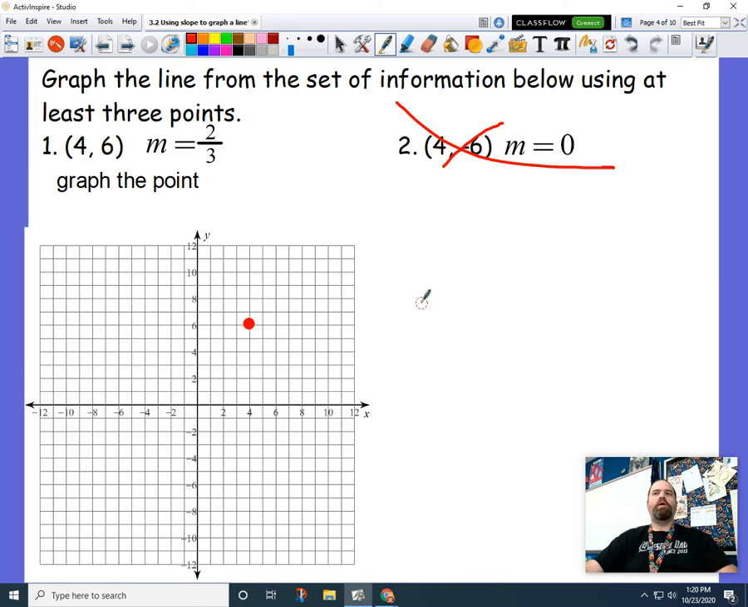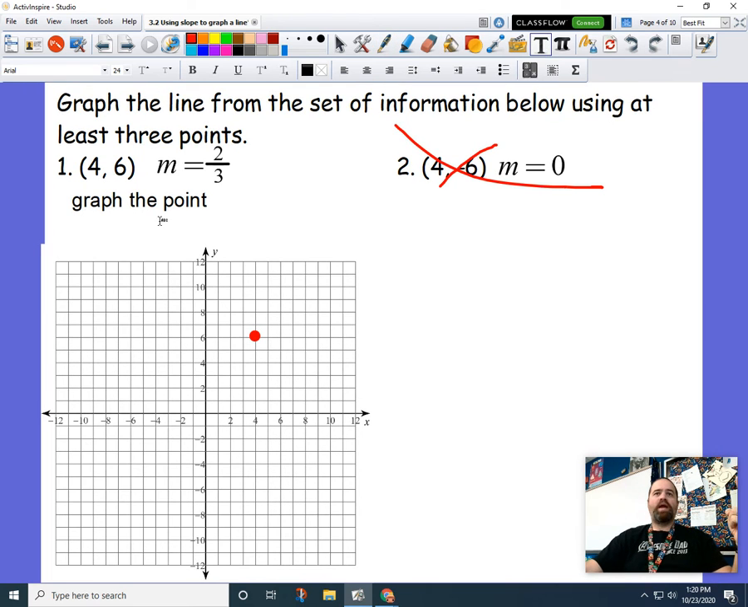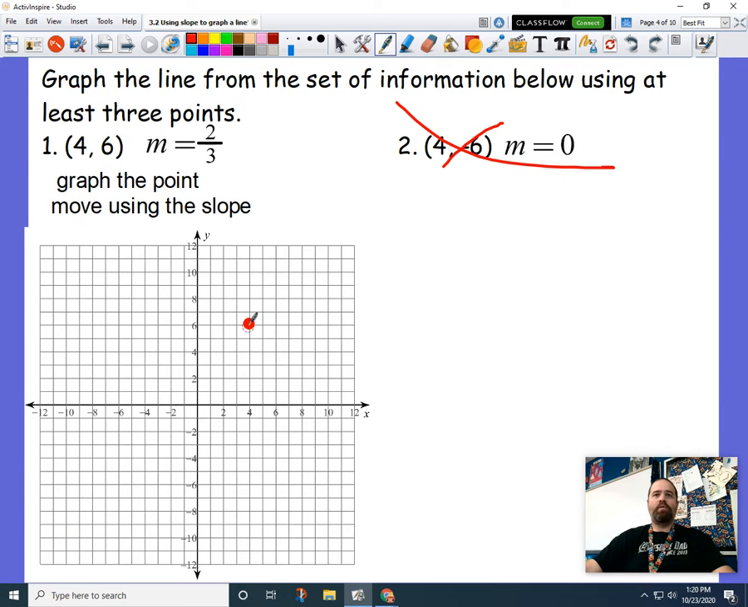Okay, it's really big. From that point, again, we're not going back to the origin. From that point, I'm going to move two directions, using the slope. I'm going to move 2 units up. My numerator is up. I'm going to move 2 units up and 3 units to the right. So I've got a second point right here. 2 up, 3 over. I would like you to repeat that and do it again.